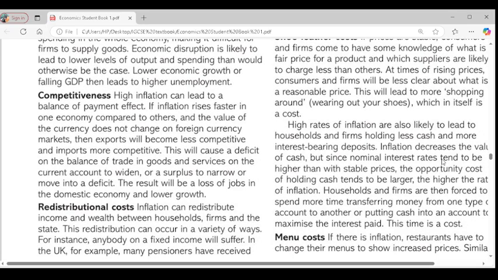I wrote, high inflation will have a negative effect on the balance of payments. If inflation rises in one economy faster than another, and the value of currency doesn't change on the foreign currency market, then exports will become less competitive and imports more competitive, as domestic consumers may increase their importation, bringing about balance of payments current account deficits. So the competitiveness is this.